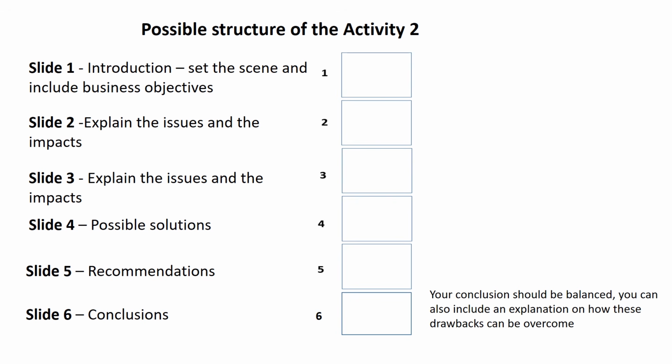Slide number 1, you would have an introduction. So you'd set the scene and also include the business objectives that you've identified. Slide number 2, you'd explain the issues and also the impacts. And you do that for slide number 3 as well. Then for slide number 4, maybe possible solutions to these issues. You are consistently at this point in time making sure that you're linking to the case study using appropriate information.